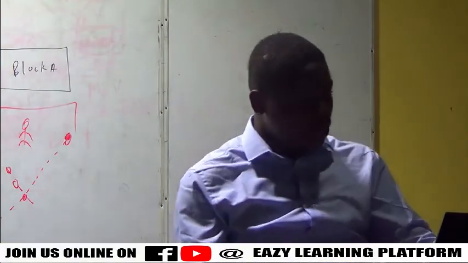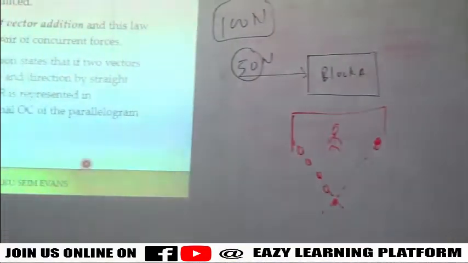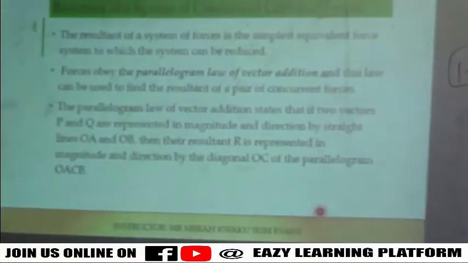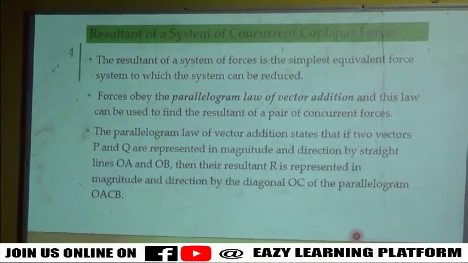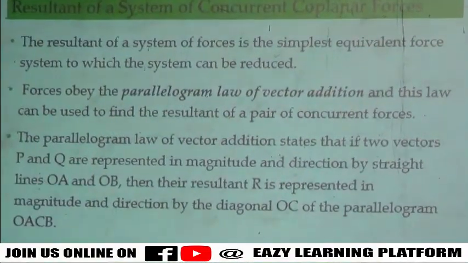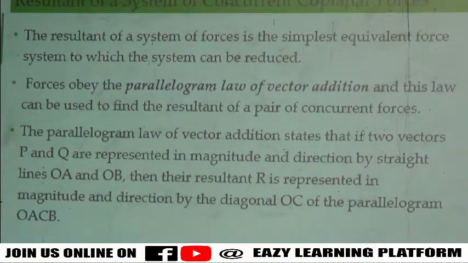The resultant force of a system of forces is the simplest equivalent force system to which the system can be reduced. Forces obey the parallelogram law of vector addition, and this law can be used to find the resultant of a pair of concurrent forces.